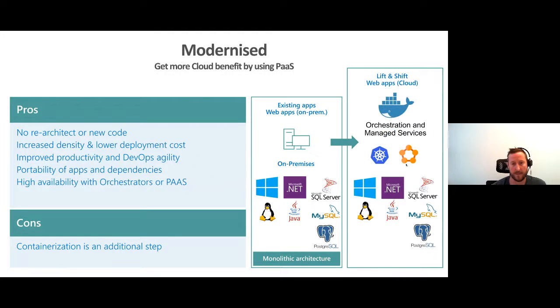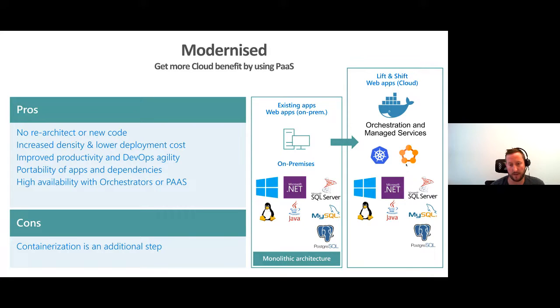So the next step after that is a modernized application. With a modernized application, you don't necessarily need to add new code. There are some minor changes that you need to make to your applications. If you're moving to Docker, then you have increased density. When you're moving your applications to the cloud, if you move them into Docker containers, this means that you can run more applications on fewer servers because your Docker containers run a lot leaner than a full virtual machine.